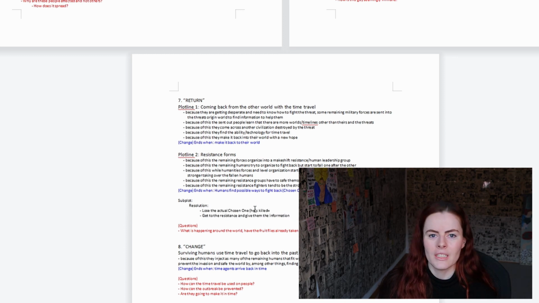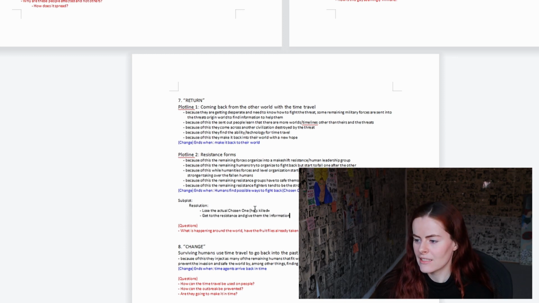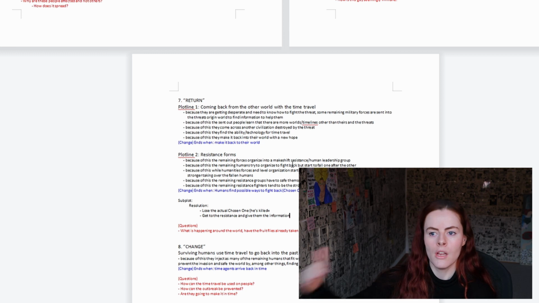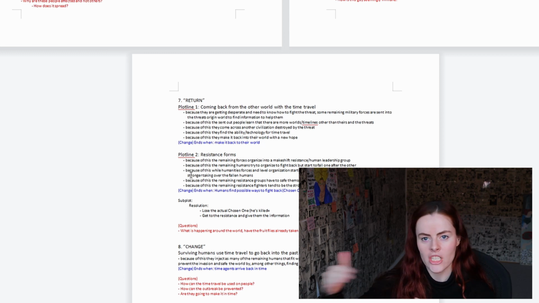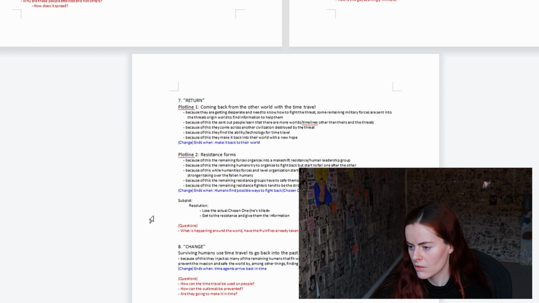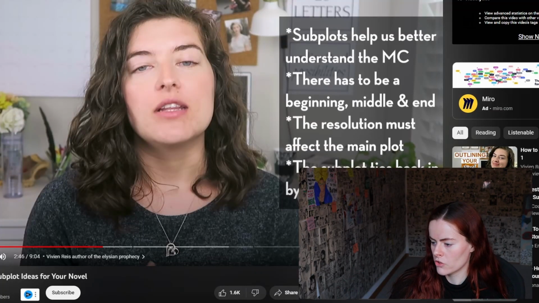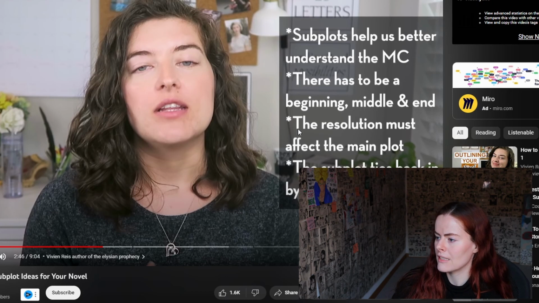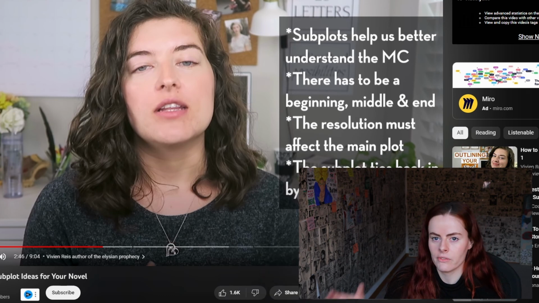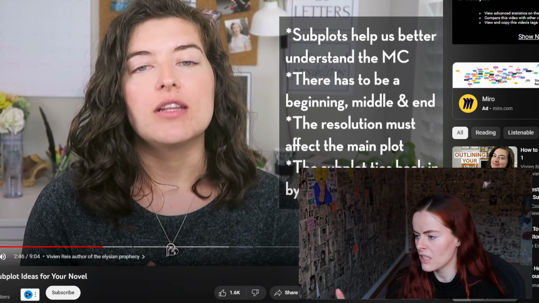Okay, so getting back to the actual resistance and telling them that there was an immune person, does that happen at 7 or at 8? It makes sense that that happens at 8, right? So we had this all is lost moment, and then going to the next, there's a change between that and the next point. So the subplot ties back in by the climax. I have that, right? So it happens just before 8. Then the resolution must affect the main plot. That's also the case. Now they have a plan of what they have to do in the past because of it.